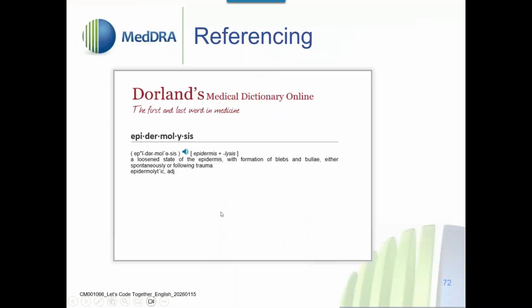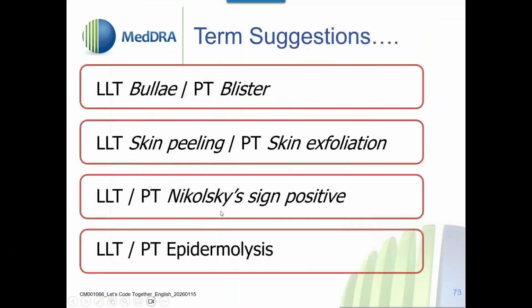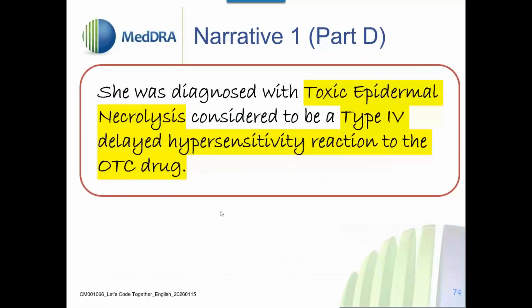Okay, let's carry on. I lose myself otherwise. So bullae, blister, skin peeling, skin exfoliation, Nikolsky sign, epidermolysis. The narrative, last part now, she was diagnosed. We now have a diagnosis, toxic epidermal necrolysis. That fits because that was what Dorland's told us is one of the common causes of the big peeling, the epidermolysis. And this is considered to be a type 4 delayed hypersensitivity reaction to the over-the-counter drug.